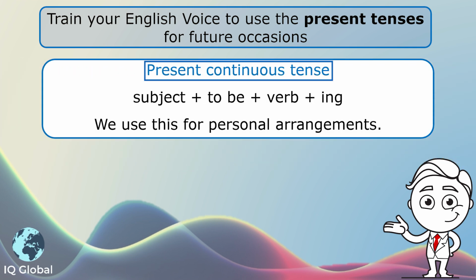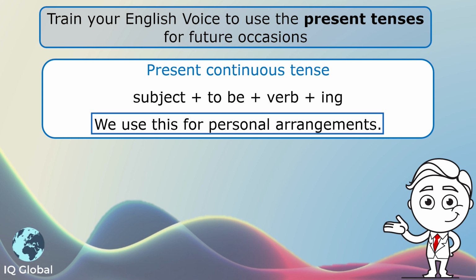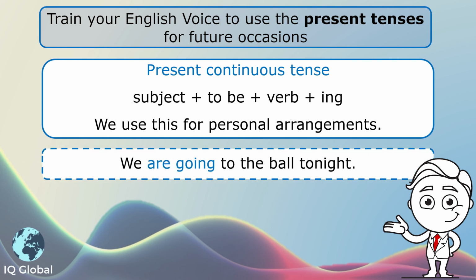If we use present continuous tense, the structure is subject, to be, verb plus ing together. We use this for personal arrangements. So have a look at the sentence example. We are going to the ball tonight.